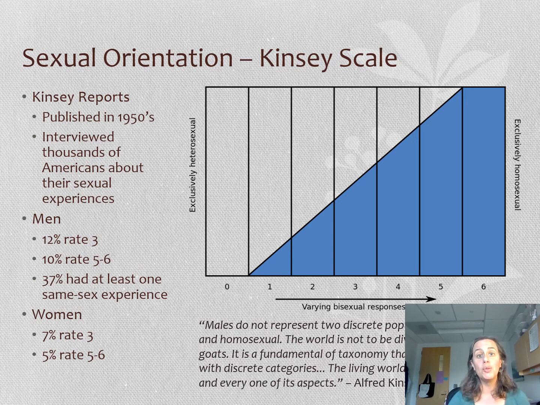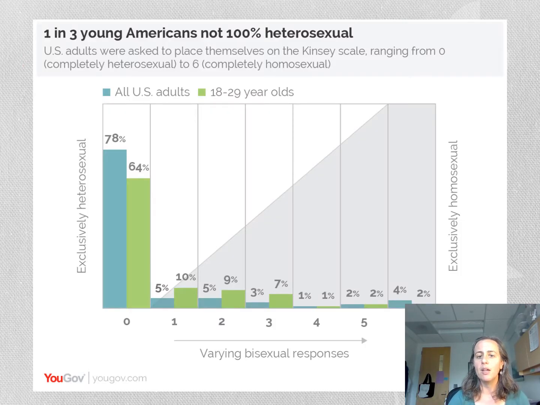So anyway, what do we see these days? This is a study where they asked people, in the bluer bar, you see all US adults, and then in the green, you see younger people. This is actually a study, you can't see it because my head's in the way, from 2015, and they asked people how they identified. And what you can see is that among the younger generation, only about 64% said they were totally straight, right? Exclusively heterosexual.